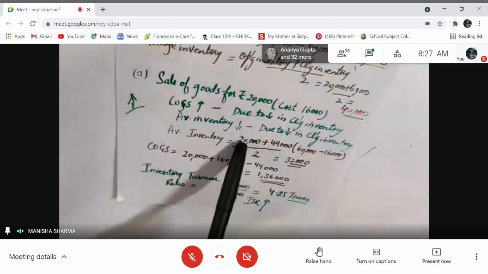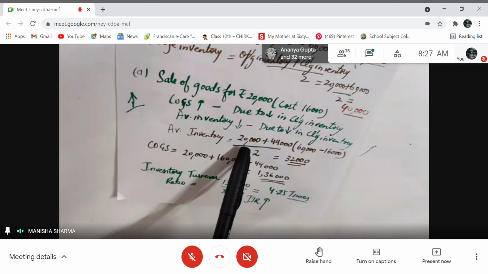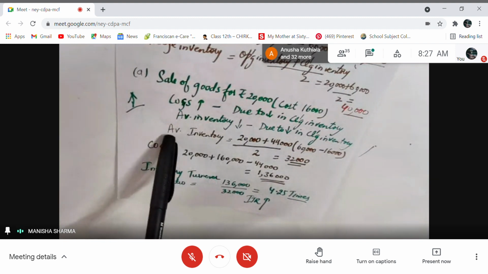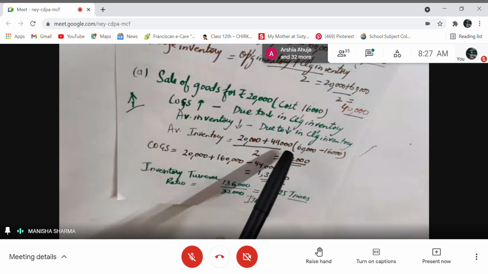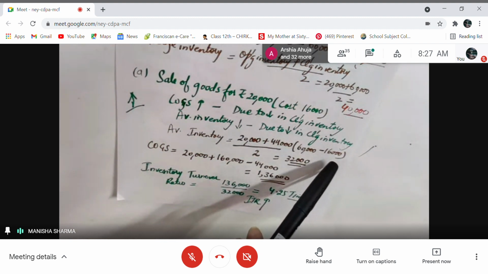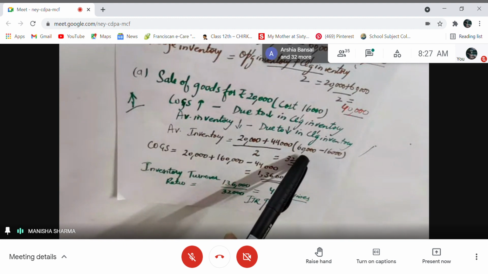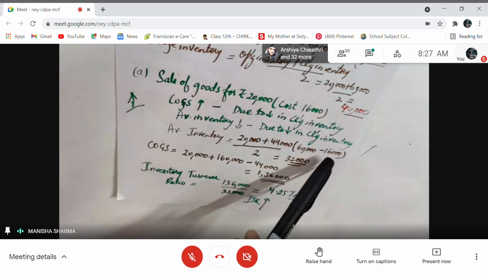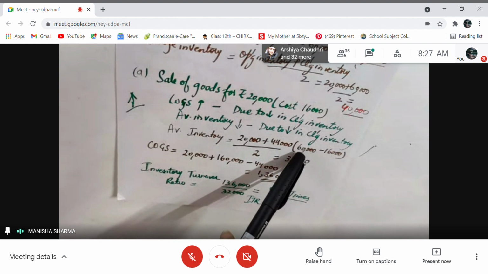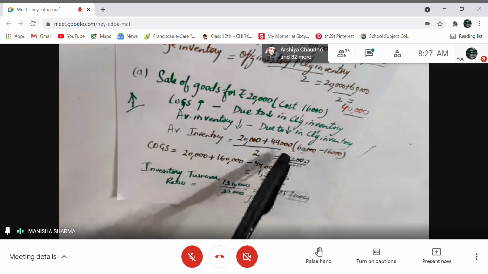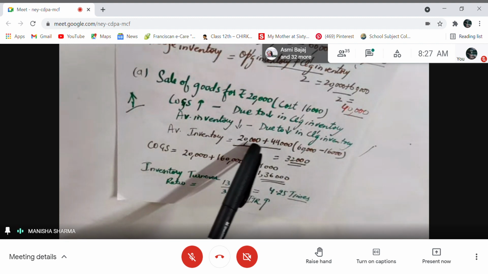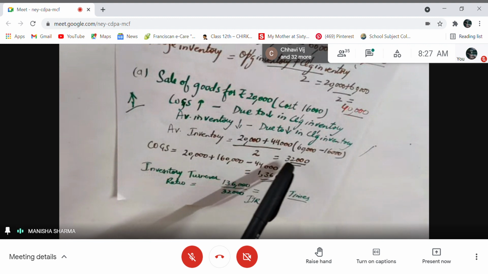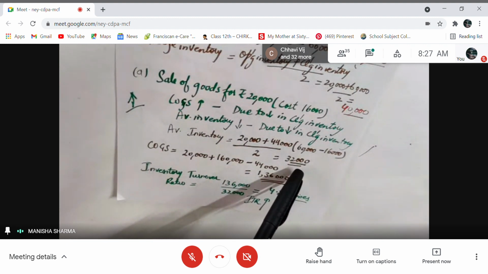The opening inventory is 20,000, given in the question. I'm finding the average inventory. Average inventory is equal to opening, which is 20,000, plus closing. Since there's a sale of 16,000, and the earlier closing inventory was 60,000, closing inventory will reduce. So 60,000 minus 16,000, closing inventory is 44,000. So the average inventory is 20,000 plus 44,000 divided by 2. Average inventory is coming out to be 32,000.